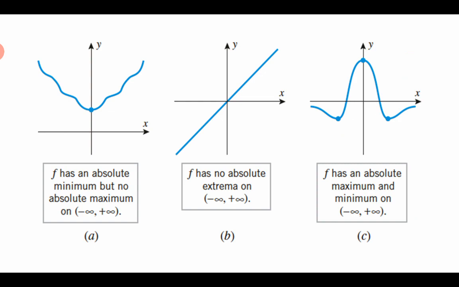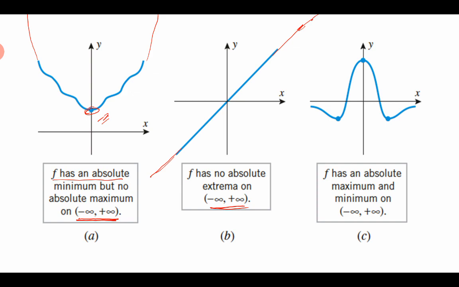See this graph in the first case. On both sides the interval has been given as negative infinity to positive infinity, an open interval, isn't it? So it is increasing on both sides. Therefore only at one point, when x is 0, you get the absolute minimum. So f has an absolute minimum, but there is no maximum because it is increasing on both sides. This one has no extrema because on this side it is decreasing and on this side it is increasing. No maximum can be fixed here. But if you take any finite interval, you can check. In the infinite open interval, there is no absolute extrema.